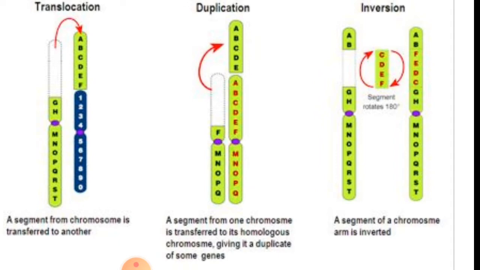So in inversion, a segment of a chromosome separates and rejoins in an inverted position. Inversions may also be pericentric or paracentric. If the inverted segment includes the centromere it is pericentric, and if the inverted segment is on one side of the centromere it is paracentric, depending upon whether the centromere is included or not included.